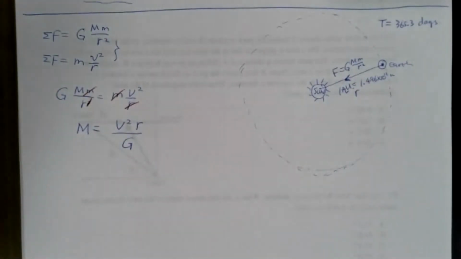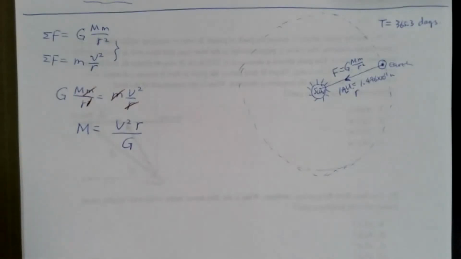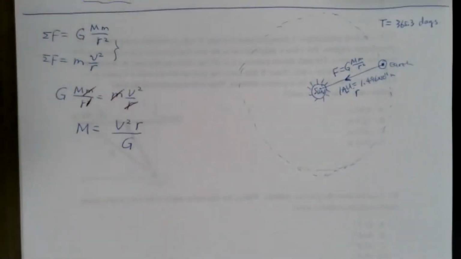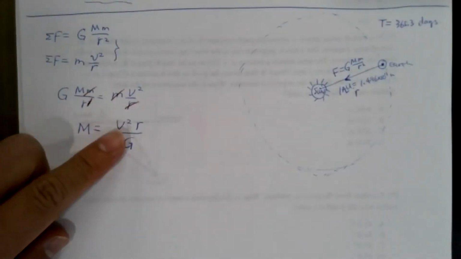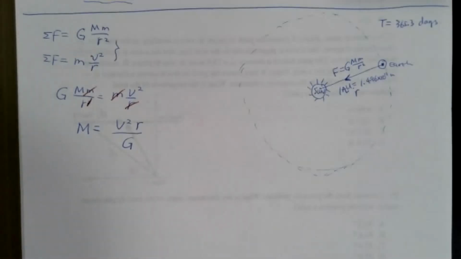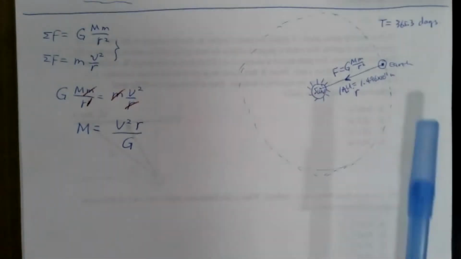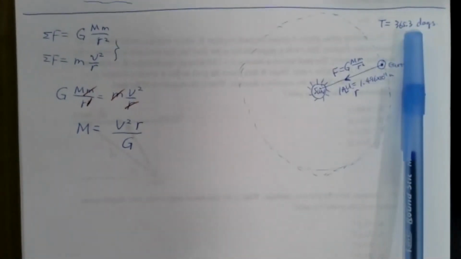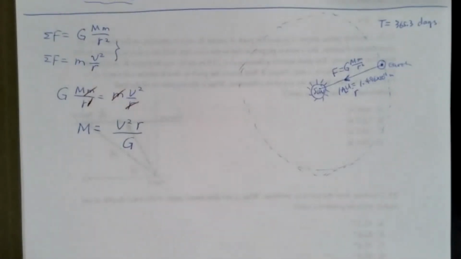It tells you that G is a constant here. And it tells you r is 1 astronomical unit, which is given as 1.496 times 10 to the 11 meters. Now, the only thing we really need is this v, the speed of the Earth rotating around the sun. It also tells us the period of the Earth's orbit is 365.3 days.